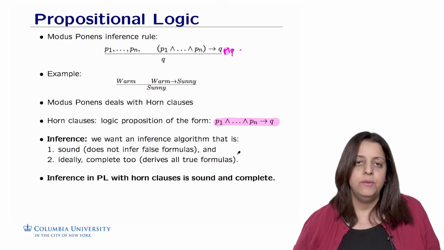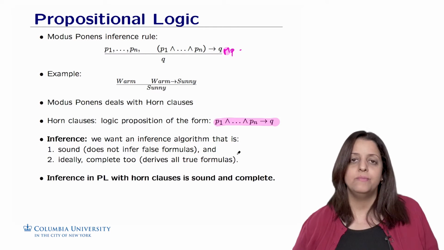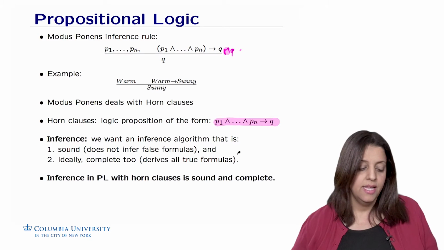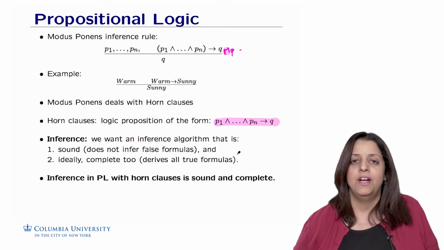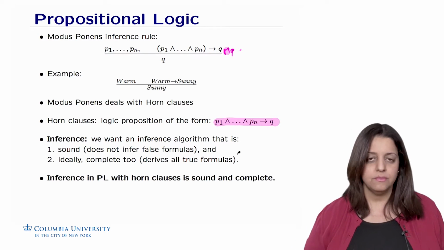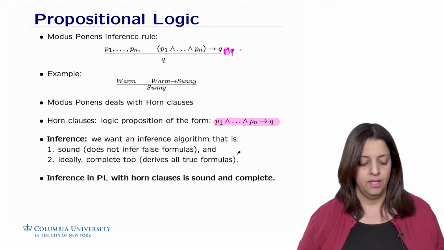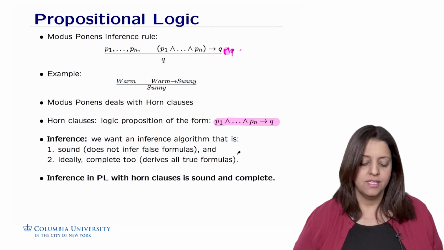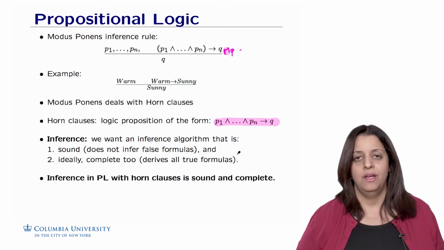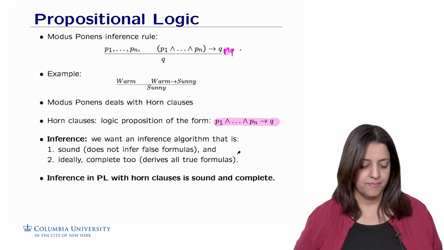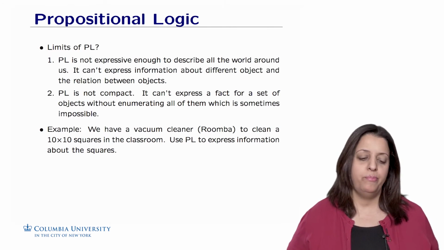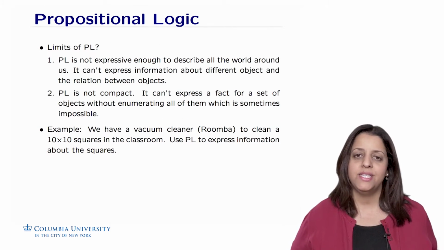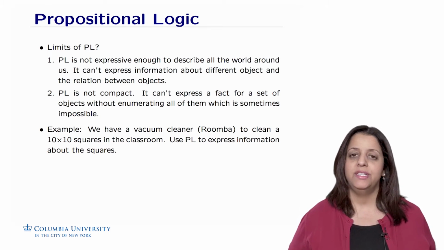For inference, we want some inference algorithm that is both sound and complete. Sound is when we want to infer only true formulas, and ideally complete when we want to find all true formulas. And we saw specifically the bridge between the two. The inference in propositional logic with Horn clauses is sound and complete, and actually so is the resolution rule that we use to do inference. So propositional logic sounds like a powerful paradigm to represent knowledge about the world in AI.